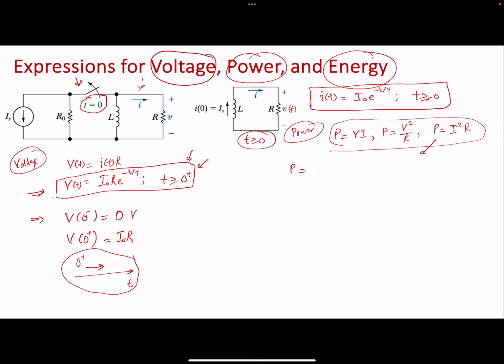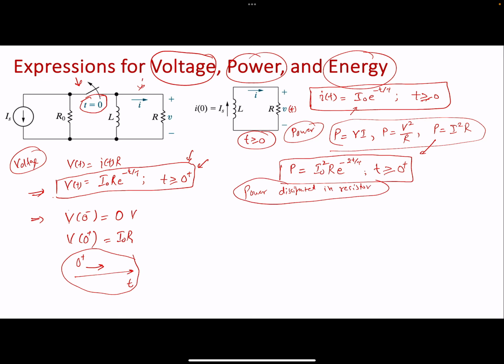So I can easily take the square of this, which is going to come out to be I naught squared times R, so that I can have an exponent on the right hand side. E raised to power minus 2 times t over tau, right? Because of the square. And again, this power dissipated in the resistor only makes sense at 0 positive. This is the power dissipated in the resistor.